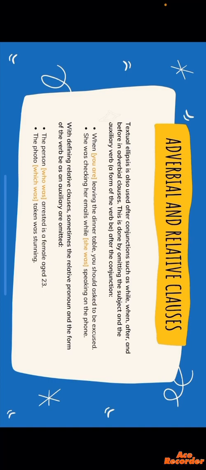Now, with defining relative clauses, sometimes the relative pronoun and the form of the verb be as an auxiliary are omitted. The example says, the person arrested is a female aged 23. Here, we omitted who was.